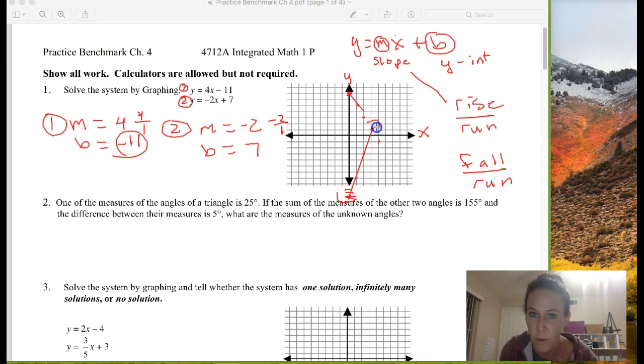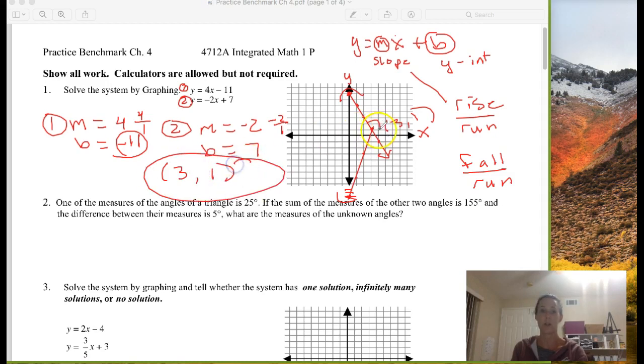So I'm going to go ahead and draw it, and then I'm going to put my arrows on. And that point where they intersect is right here. It's the point over 1, 2, 3, up 1. So (3, 1) is their point of intersection, and that's the solution to the system. That's where these two intersect. So my solution would be (3, 1). Make sure you tell me the solution and show me your graph.